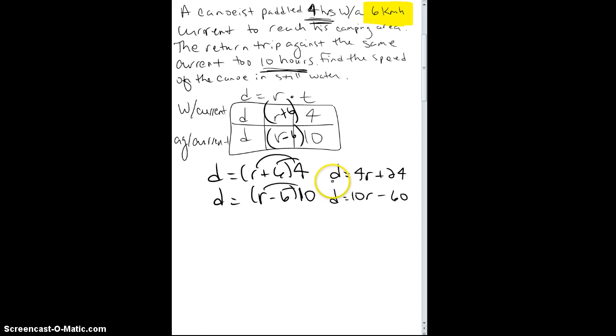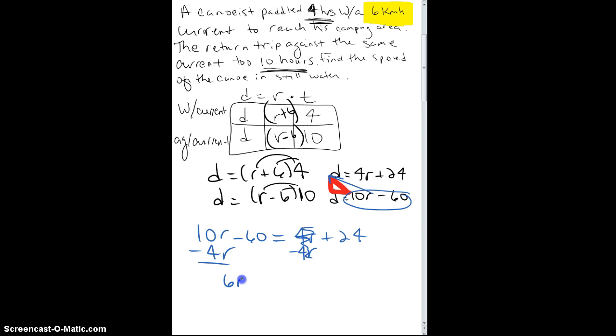Now again, if you wanted to, you could bring your r's over and do elimination, but I like substitution here. If these two are equal and these two are equal, then I should be able to sub those in there. So I'm going to replace this d with the value that is equal to it. So 10r minus 60 is going to be the same as 4r plus 24. I just took this and subbed it in where that d used to be. Subtract my 4r's.